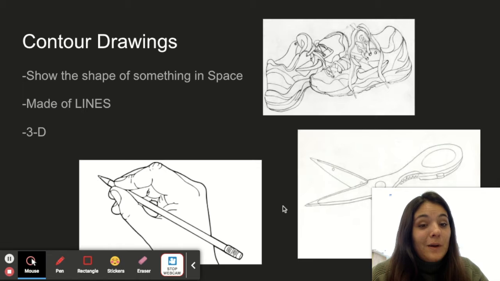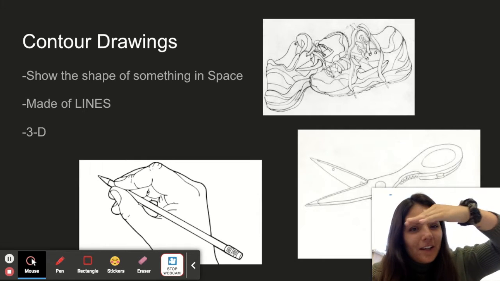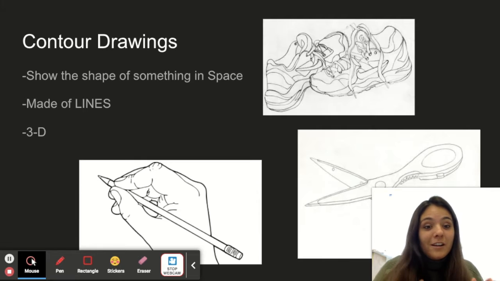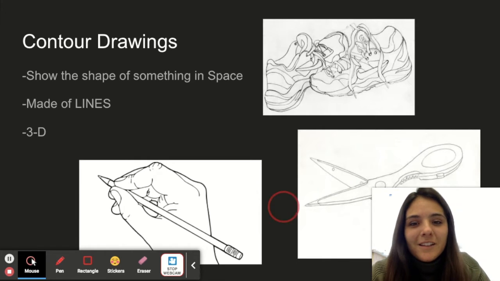So we talked about last week how contour drawings are drawing the shape of something in space. That's why they look a little bit 3D, even though they don't have shadows, because we're really looking at the direction that the lines are going in. Are they curved? Are they straight? Are they straight up and down? Or do they have a little bit of a slant to them?